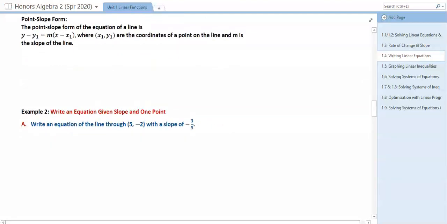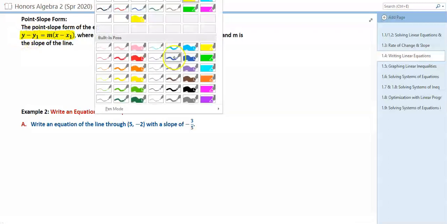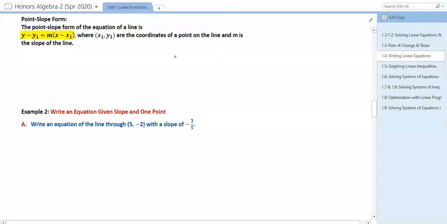Point-slope form, remember this one, again, we don't use it as often, but it is very useful. I actually use it more than you would think, because if the y-intercept is not nice, this will get you to a form of the equation.